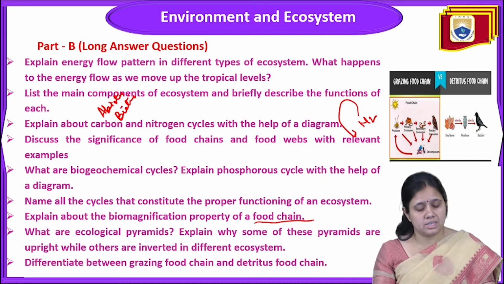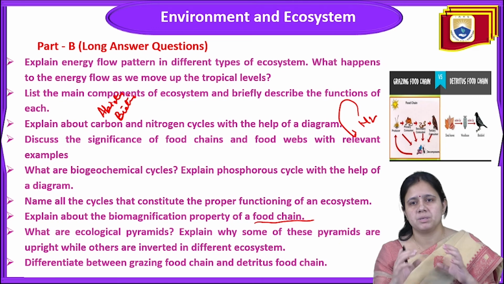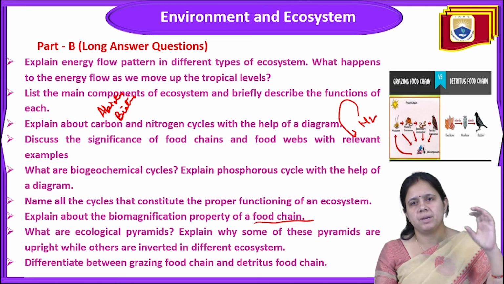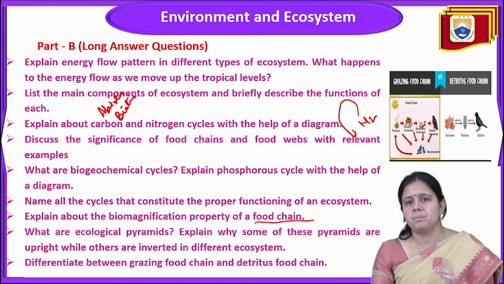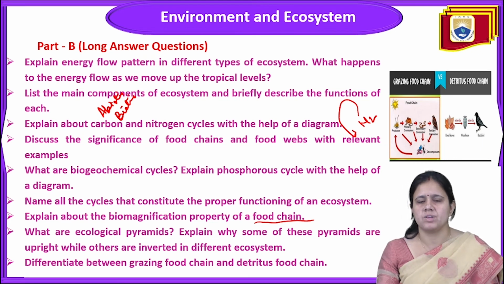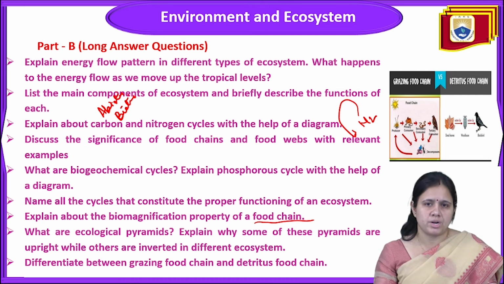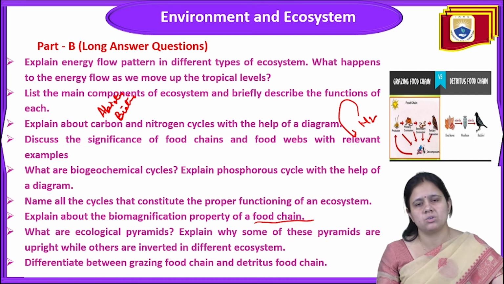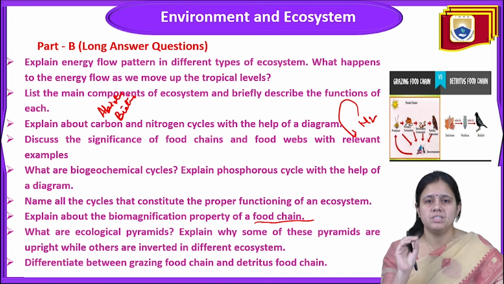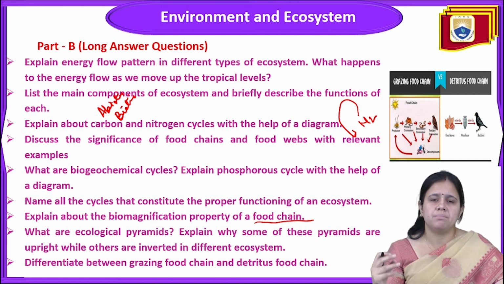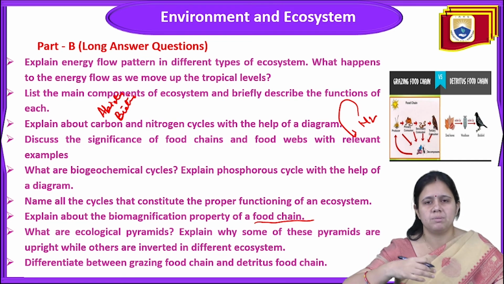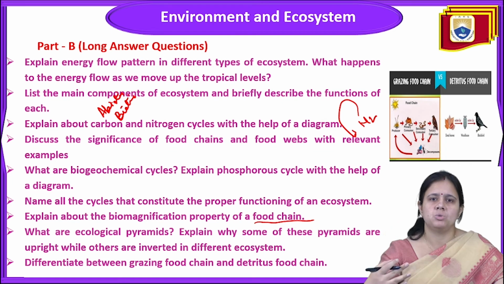Next is the ecological pyramids. An ecological pyramid is nothing but the representation of ecological trophic levels in a pyramid structure. Some of these pyramids are upright, while some pyramids are inverted in different ecosystems. The pyramid of energy is always upright in any ecosystem, whether a pond ecosystem, grassland ecosystem, terrestrial ecosystem, or desert ecosystem, because around 10% of energy is passed on, and the rest is lost when moving from one trophic level to another trophic level.